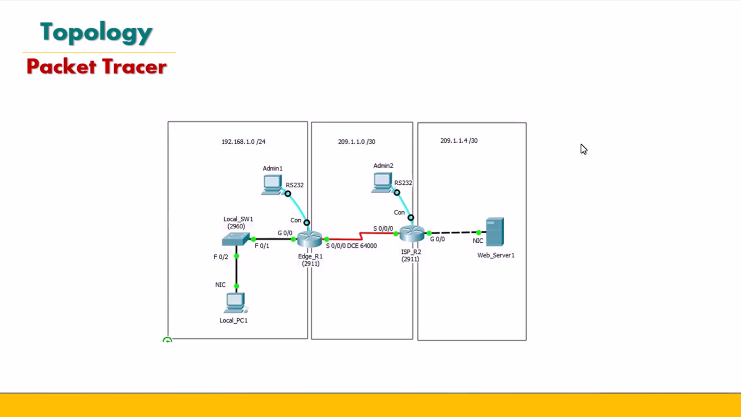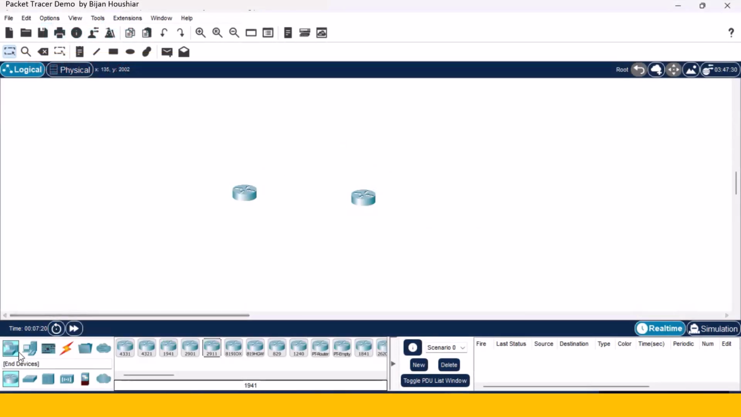If I go back to the topology diagram, I need one switch, three PCs, one server. Go back to the Packet Tracer. In order to bring switches, I select networking devices. Under subcategory, I select switches. Then I want to bring a 2960 switch to the Packet Tracer like that.